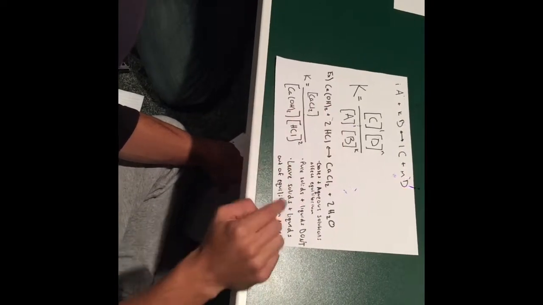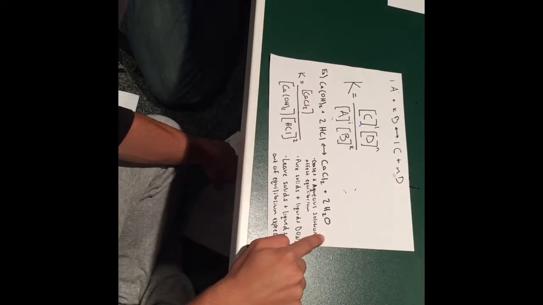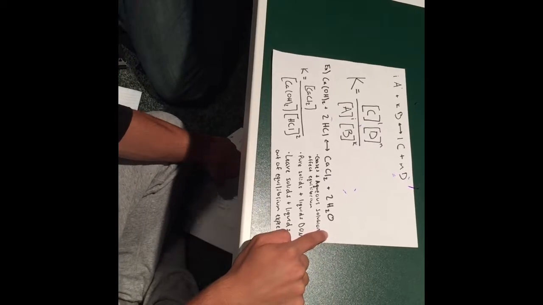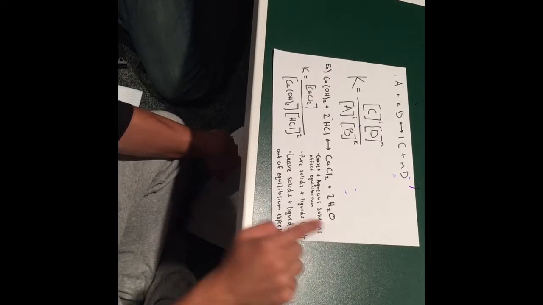In this example, you'll notice it's products over reactants, but H2 is not included because no liquids can be put in equilibrium expressions. Well, Isaac, gases and aqueous solutions only affect equilibrium. Pure solids and liquids do not. Leave solids and liquids out of the equilibrium expression.